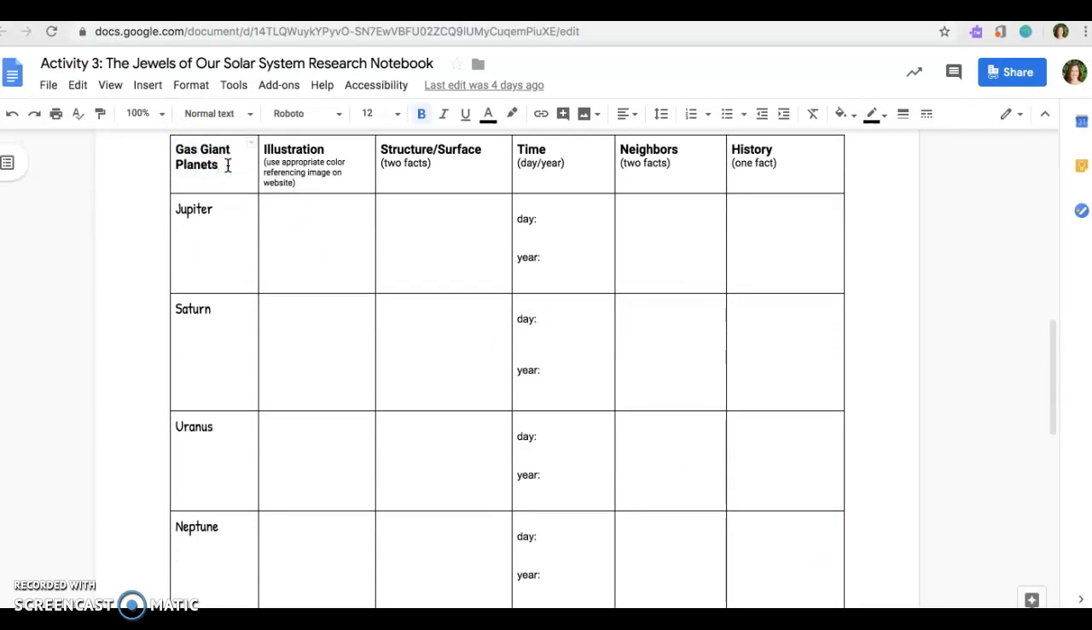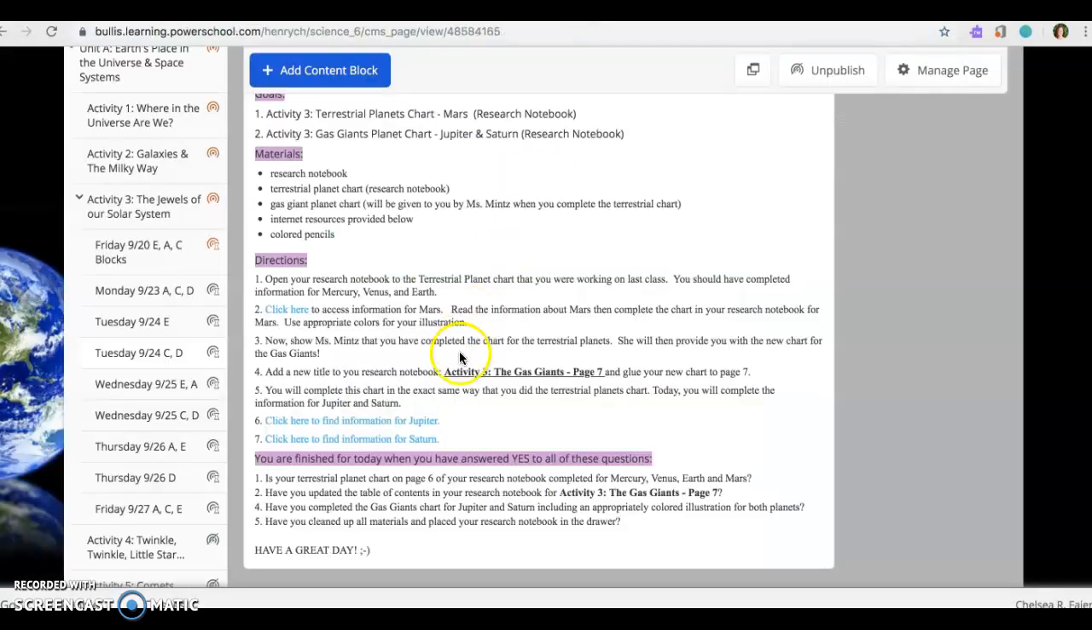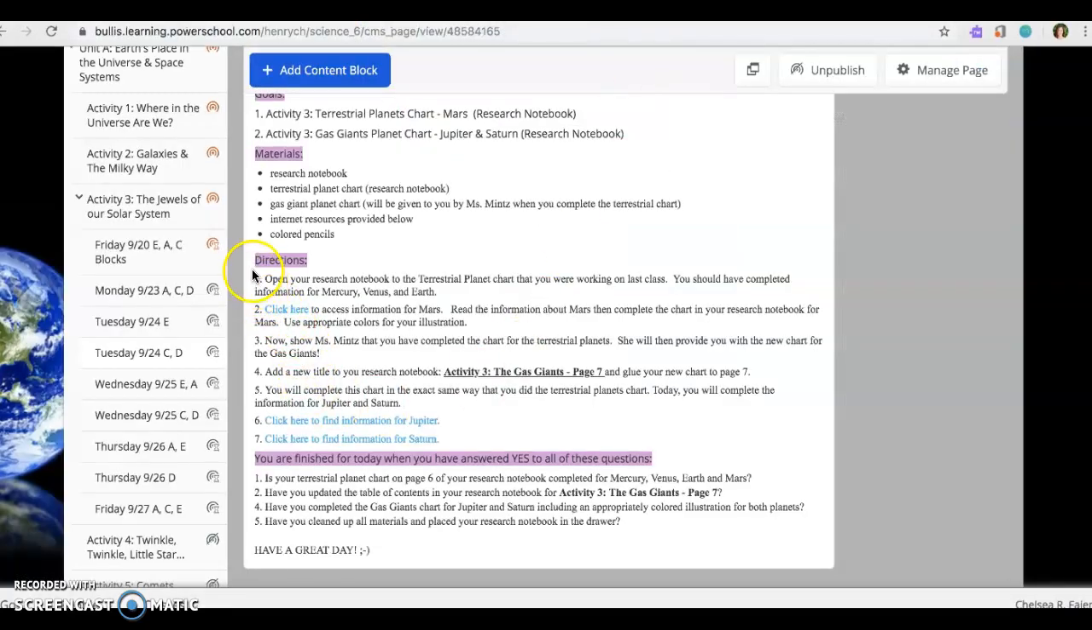You're going to do the same thing that you did for the terrestrial planets, starting with Jupiter. Today, you are only completing through, let me remind myself, okay, Saturn. So today, you will just have these two rows finished. When you're done with Saturn, that will mean that you are done for today. So let's go back to the instructions here.